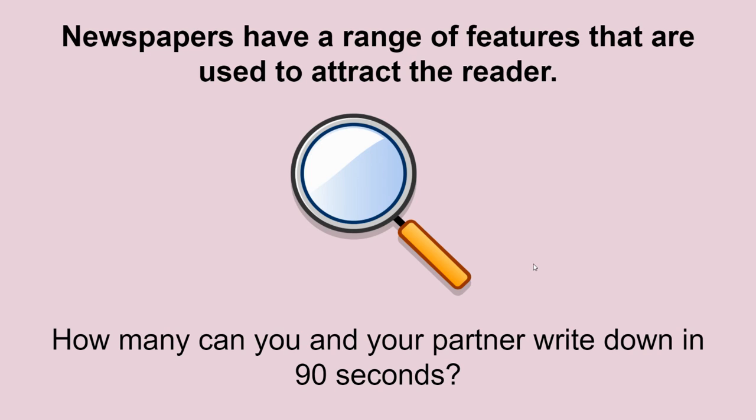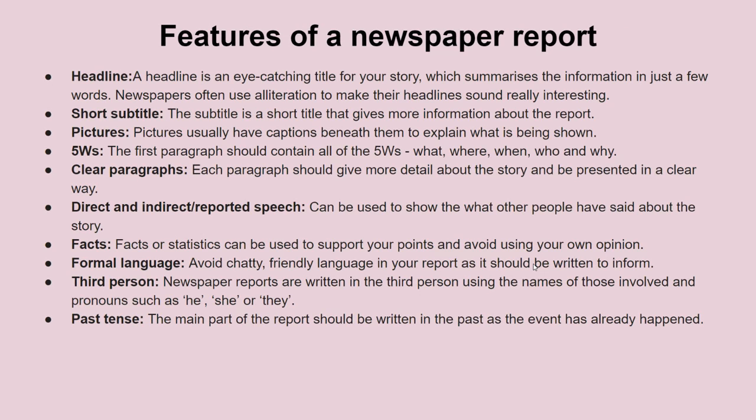Hello, you should have written down all of the newspaper features that you know of already, and now we're going to go through some of them. So the features of a newspaper report include the following: a headline, a short subtitle, pictures, the 5 W's, clear paragraphs, direct and indirect speech, facts, formal language, third person, and past tense.